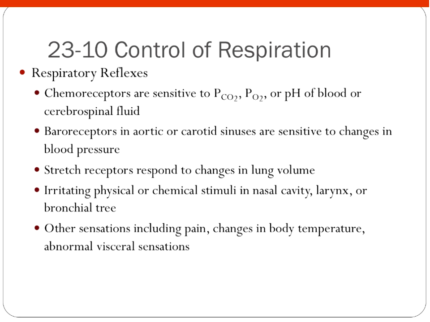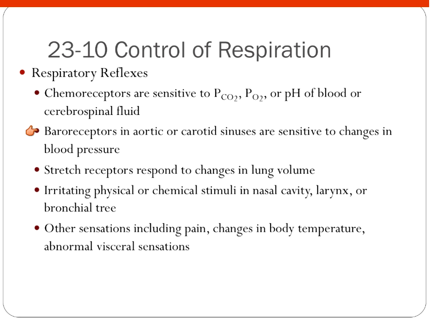So those respiratory reflexes that I was just talking about, some of them are chemoreceptors, very sensitive to carbon dioxide, oxygen, or pH, the concentration of hydrogen ions and bicarbonate ions. We have baroreceptors in the aortic and carotid sinuses that are sensitive to changes in pressure, and that can control respiration. The stretch receptors in the lungs respond to changes in lung volume.